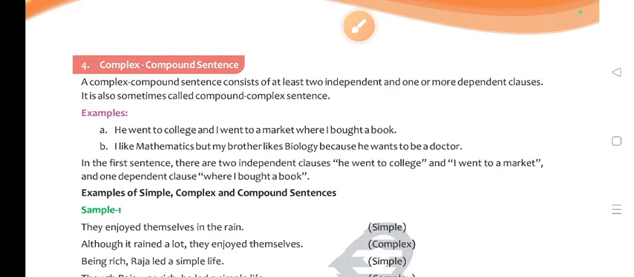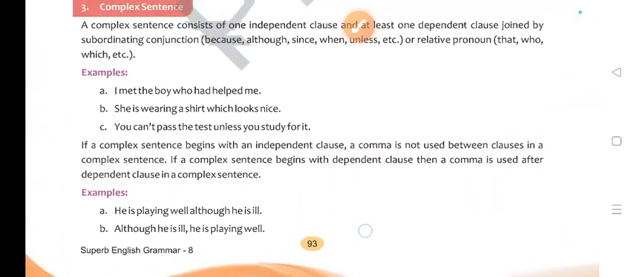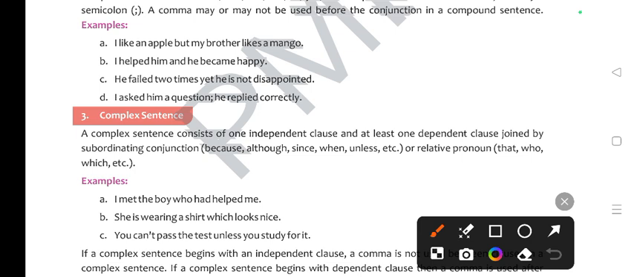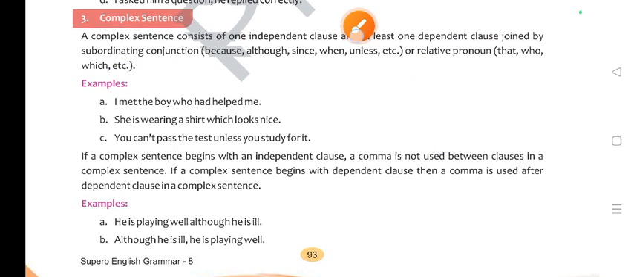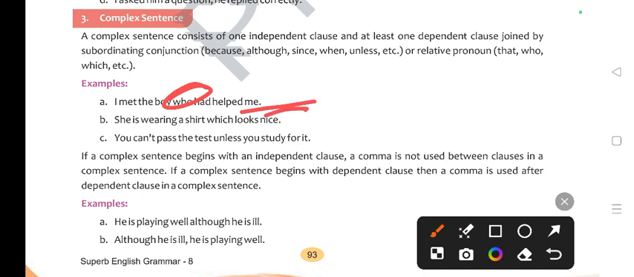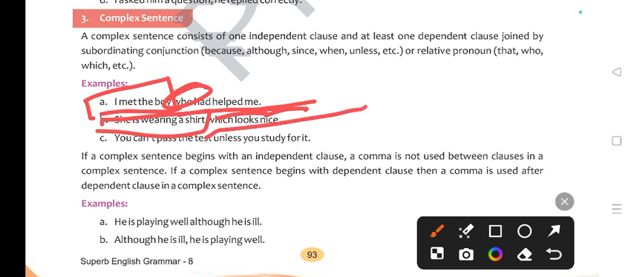Now let's talk about complex sentences. A complex sentence consists of one independent clause and at least one dependent clause joined by a subordinating conjunction like because, although, since, when, unless, or a relative pronoun like that, who, which, etc. I met the boy who had helped me. So I met the boy, this is independent. Who had helped me, this has the relative pronoun. She is wearing a shirt, it is independent, which looks nice, that is dependent.